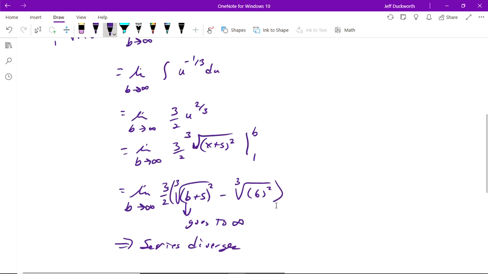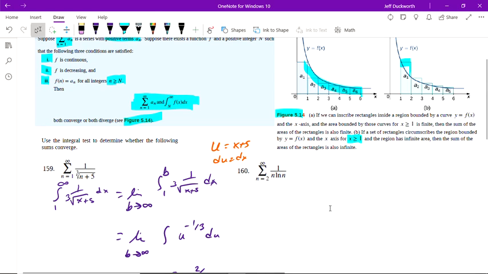Okay, well, there's a lot involved with that. Again, be careful of your notation. Notice I left the limit in there until, I guess I can do this. I just say this all equals infinity because this part goes to infinity. We're just subtracting off a constant. Doesn't matter. All right, so let's see if 160 is any easier here.